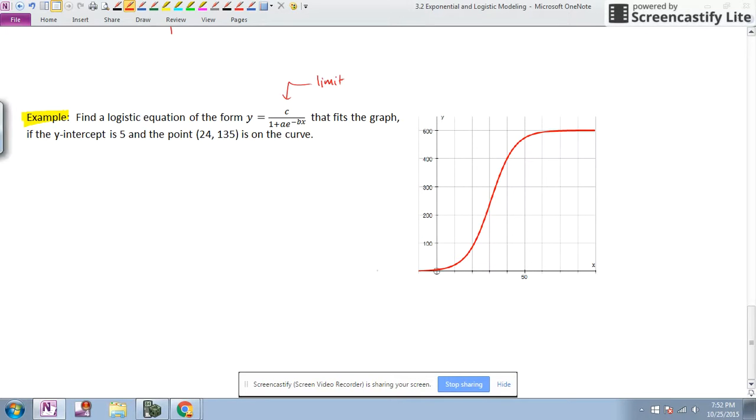So look at this exponential growth. Notice it's stopping right here. 1, 2, 3, 4. That's 500. In case you can't read it, that's 500. So that's the limit to growth. It can't go over 500.